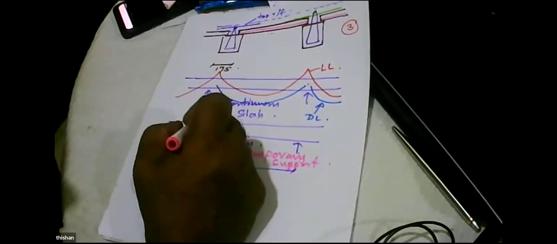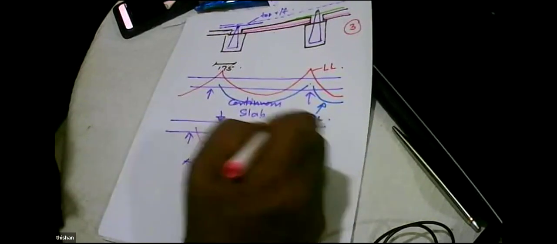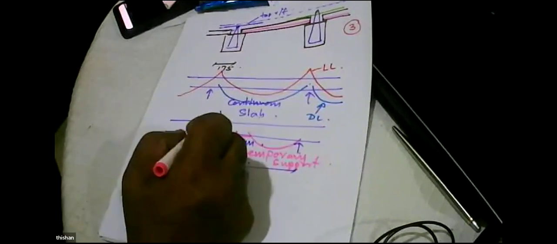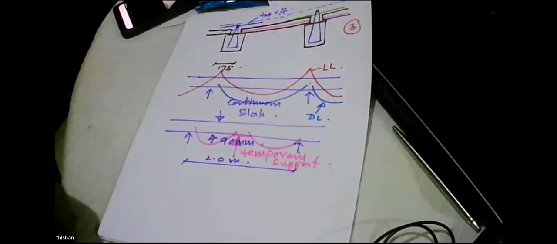Let's have a temporary support. Now what will happen? While casting, it will behave like that. Because we don't have top reinforcement in the slab, it will behave as a simply supported slab. And these bending moments will be very small, much smaller than the blue one. Okay. Now it looks pretty okay.